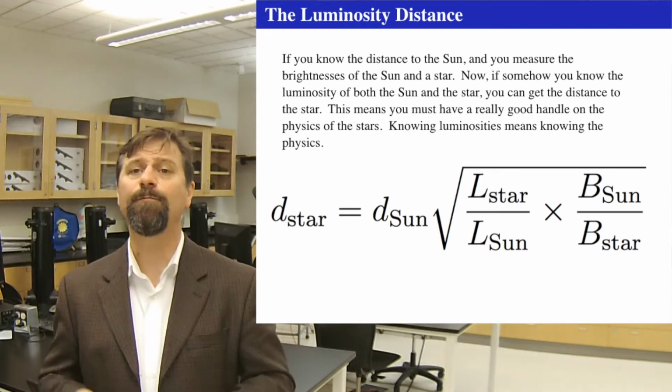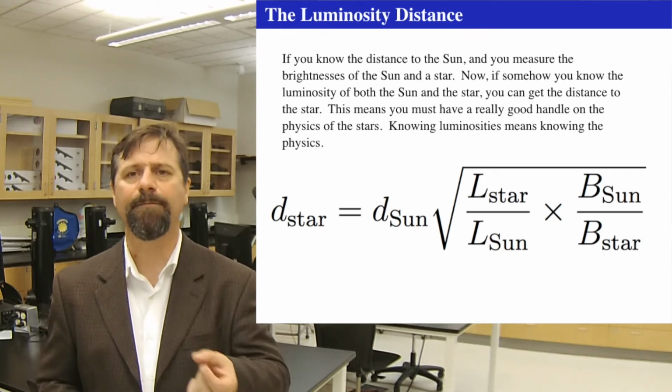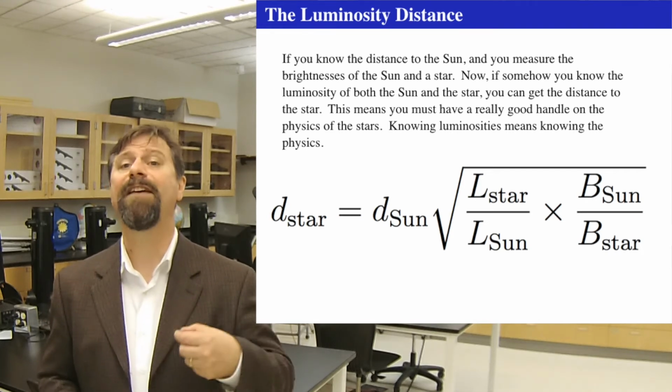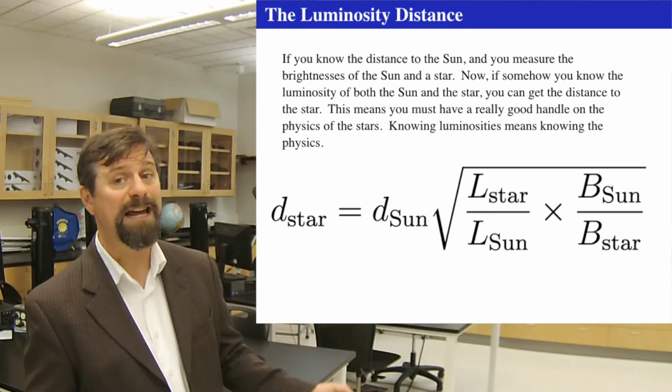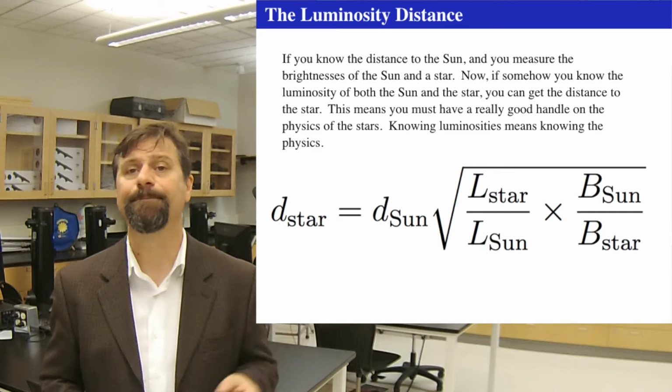And that's called the luminosity distance, or the distance based on a standard object that you can calibrate against, and then get the distance based on how bright you see it to be, knowing how bright it actually is.